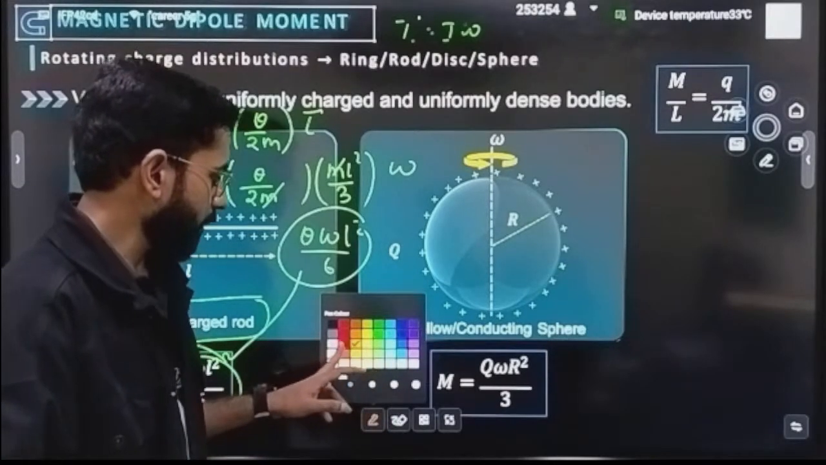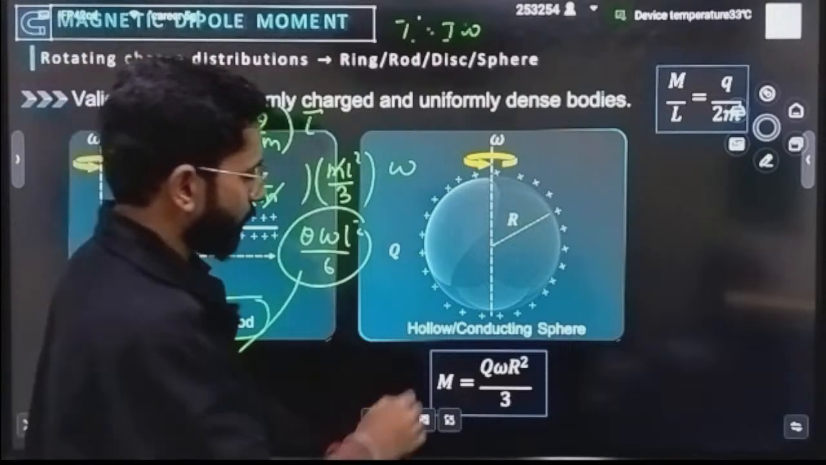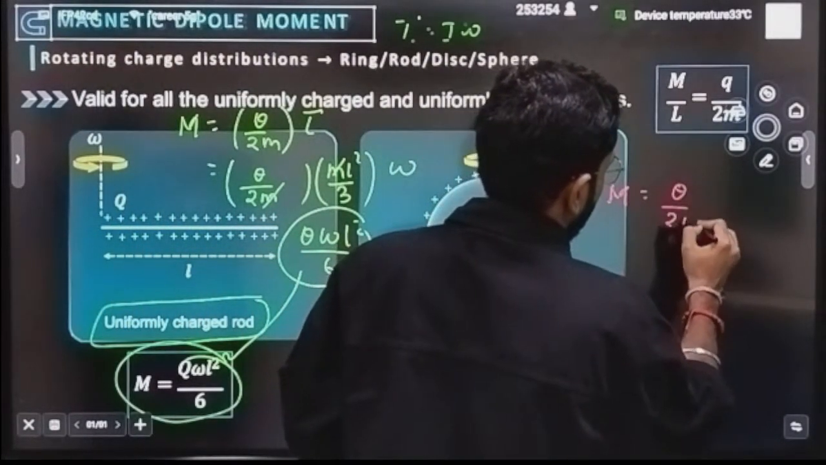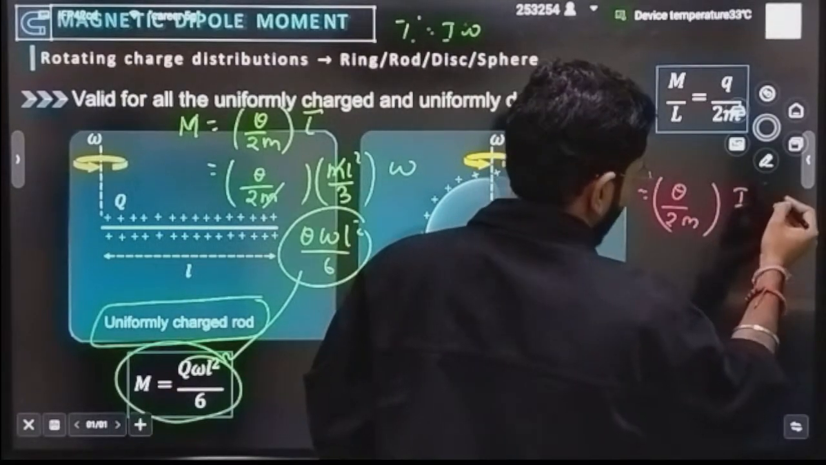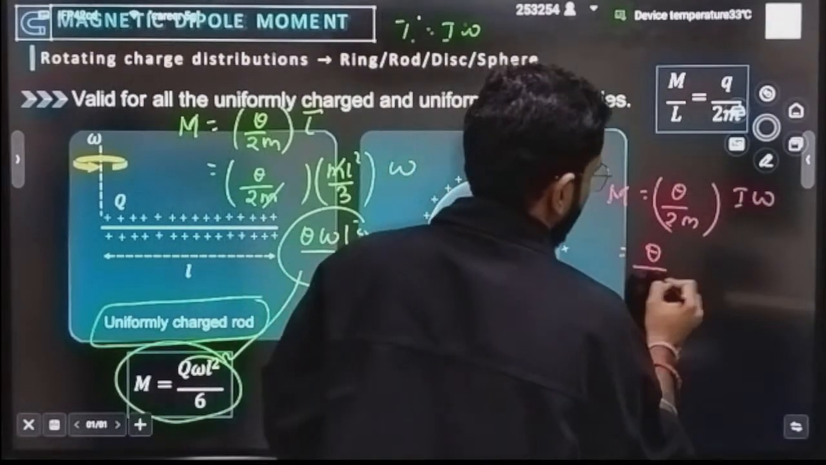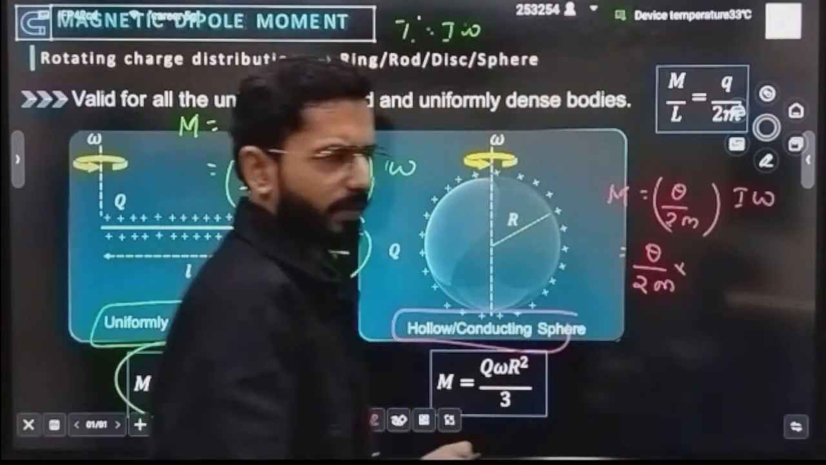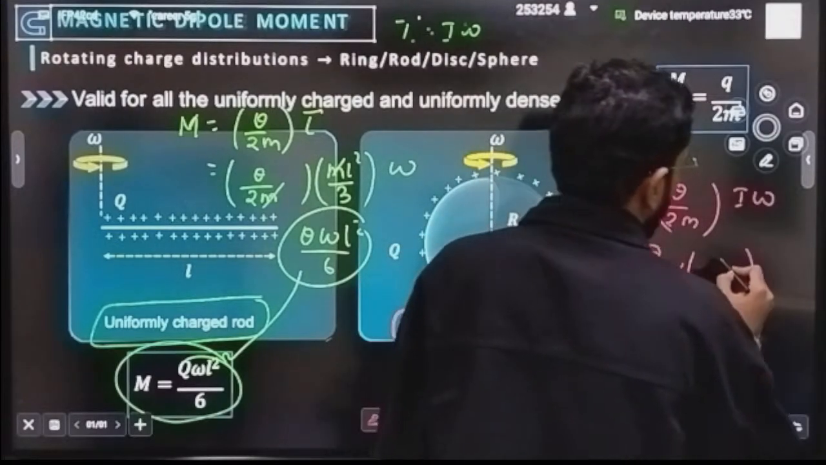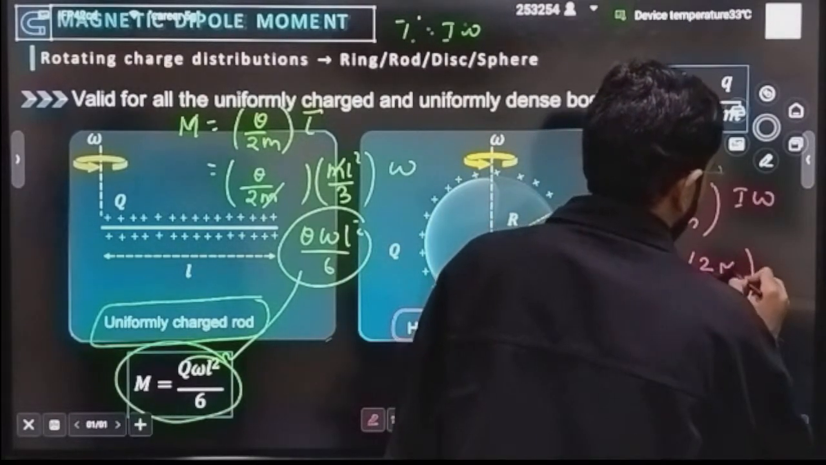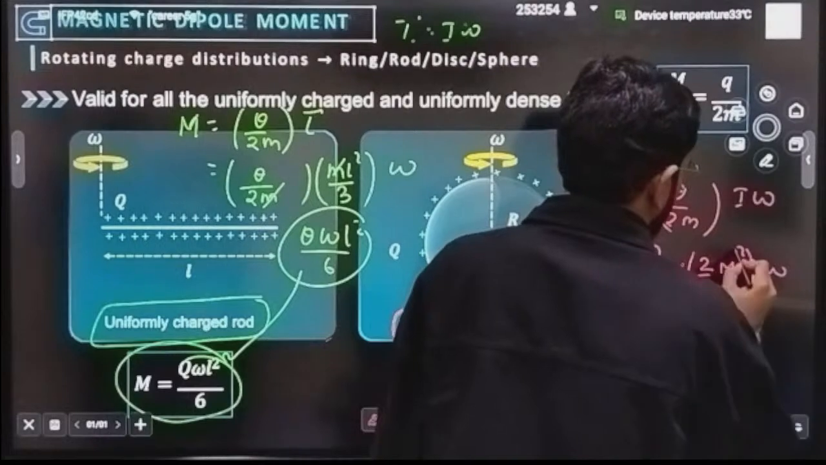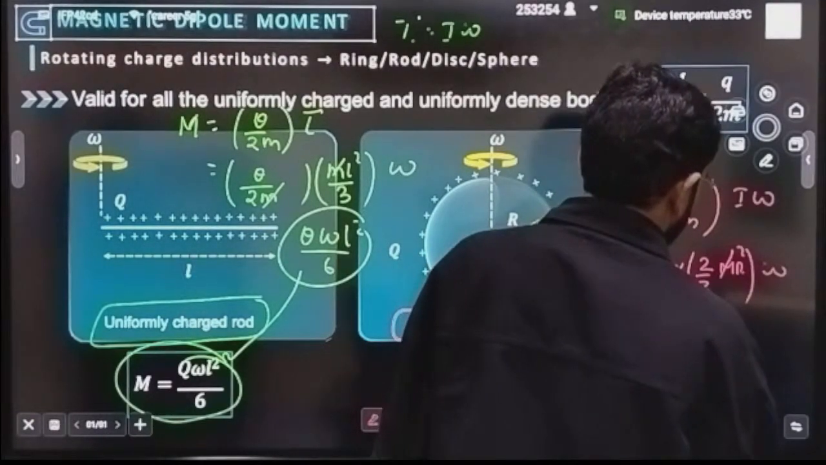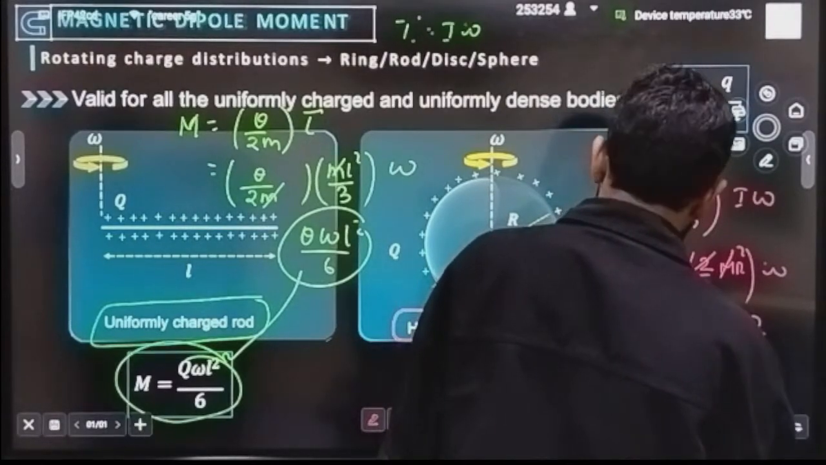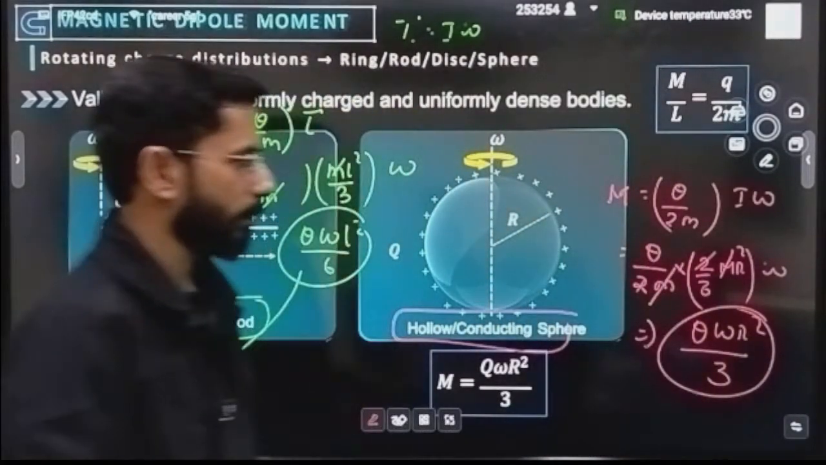Correct. Let's see another one also. Let's suppose what is given here is a hollow conducting sphere. Again you are going to do the same thing: Q divided by 2m into angular momentum, which can be written as I into omega. Tell me, what is the moment of inertia of a hollow conducting sphere? It is equal to 2 by 3 mr square into omega. M will get cancelled, and the 2 also gets cancelled. That means Q omega r square divided by 3. This is the result that you will be getting.